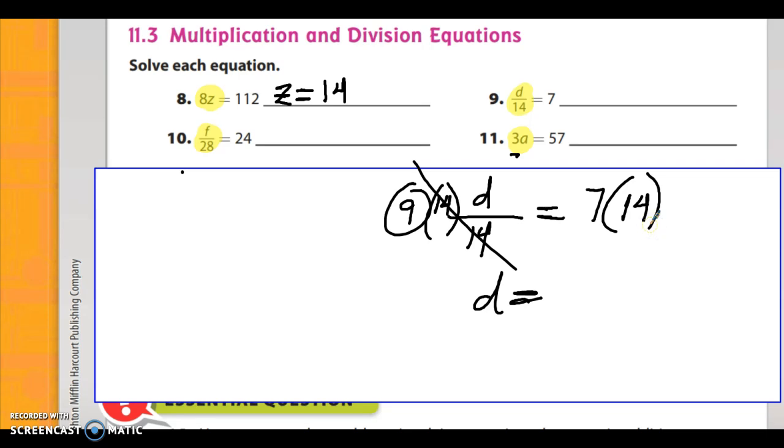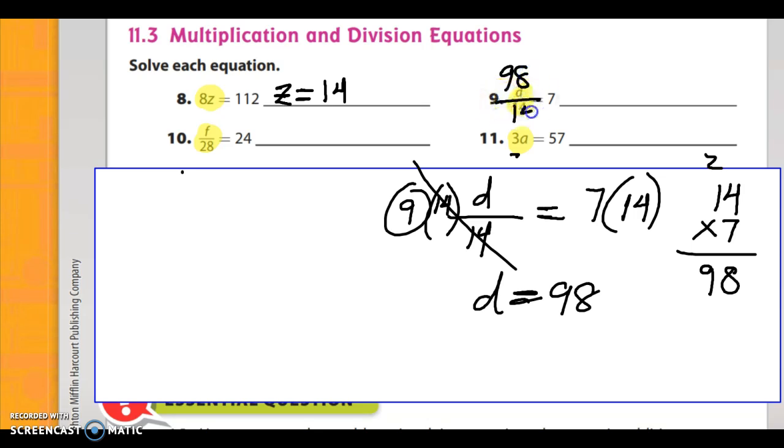So what operation do I perform to get my missing number? I do 7 times 14. That's all I have to do, is 7 times 14. That's going to be 98. 4 times 7 is 28. 7 times 1 is 7, plus 2 is 9. I get 98. And that should make a little bit of sense, because 98 divided by 14 should be 7. So D is equal to 98.